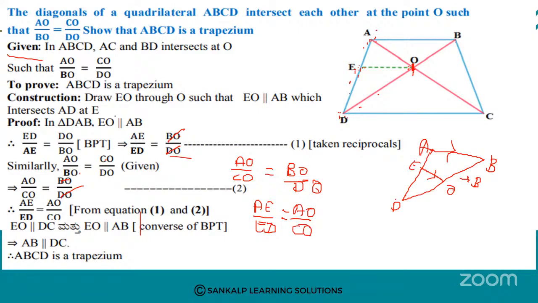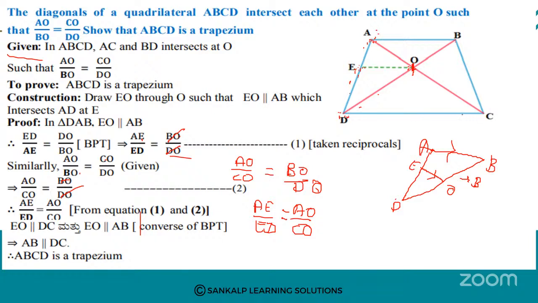These two remain for us. AE divided by ED is equal to AO divided by CO. This is from equation 1 and 2. So, where is AE? AE divided by ED. See, AE divided by ED is equal to AO divided by CO.